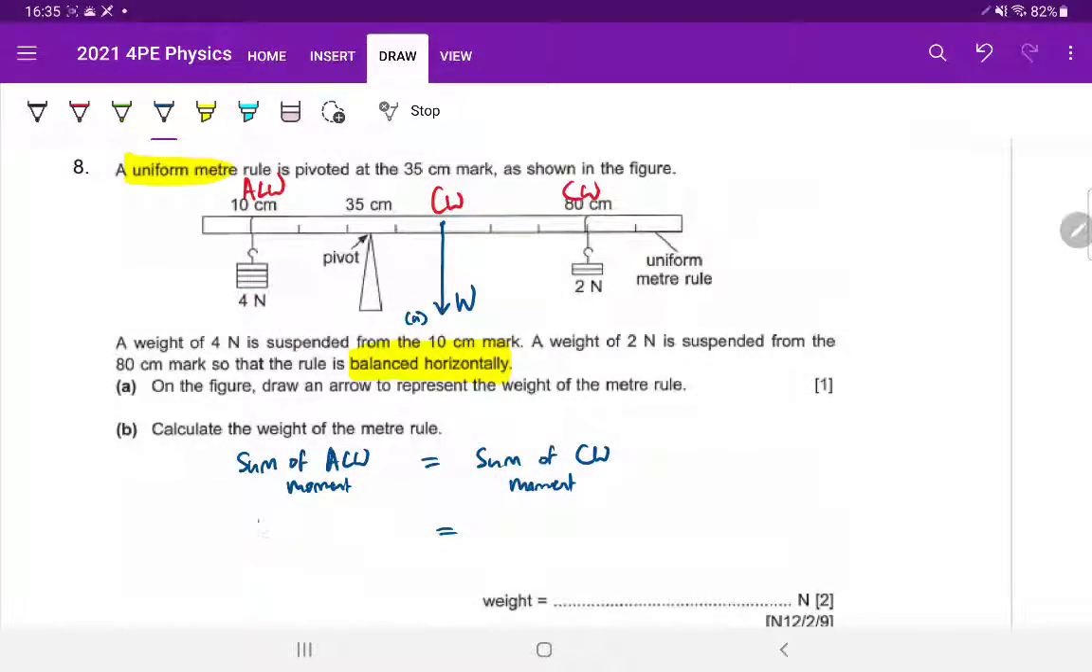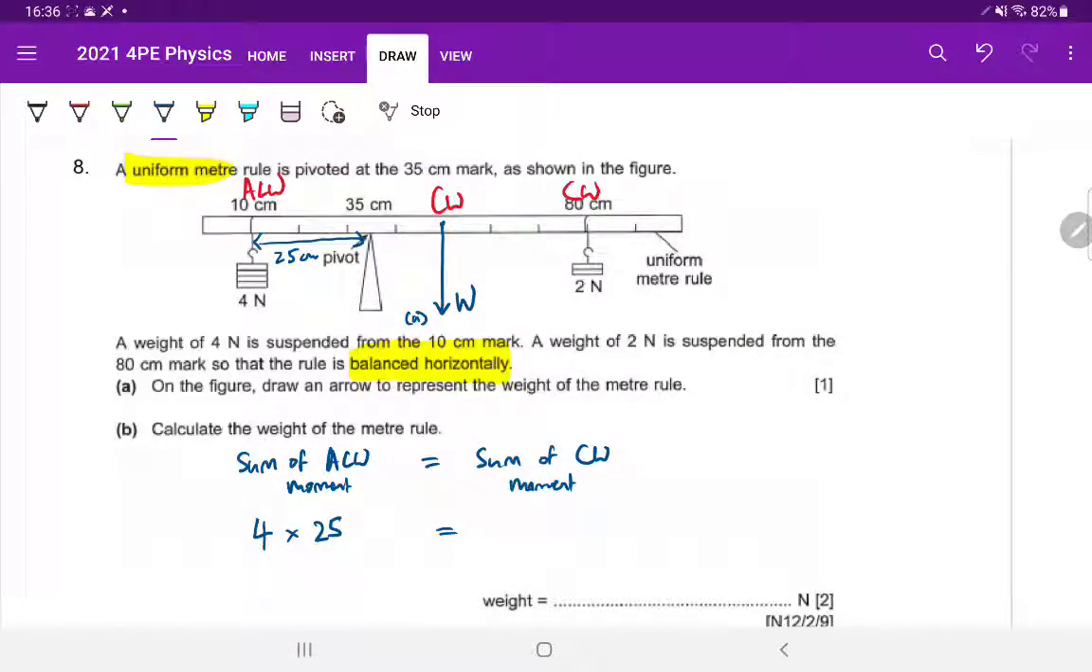So it's my force times perpendicular distance, which is 4 newtons times perpendicular distance. What's the distance again? The distance we're looking at is from the pivot to the line of action of the force. So the force is here, and the distance is this one. Be really careful here. A common mistake that students make is to simply put 10 cm just because it says 10 cm here, but the distance you're looking at is between the force and the pivot. This is the 35 cm mark, so this is 25 cm.